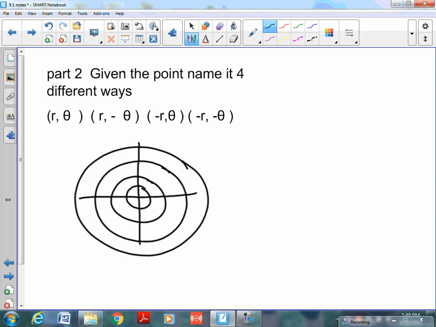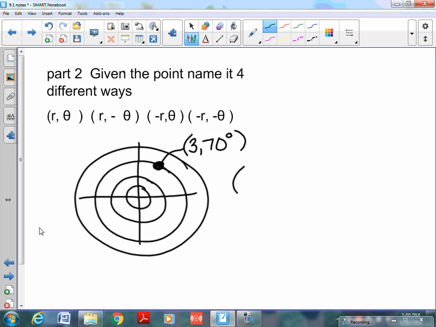I give you paper later on in this chapter. You don't have to keep making these, but I think you can make. So 1, 2, 3, right here. They're going to give you this point, and they're going to label this point 3, 70 degrees. This point is 3, 70 degrees. They want you to find 4 different ways to write that same point. So they want positive, positive, positive, negative, negative, positive, negative, negative.